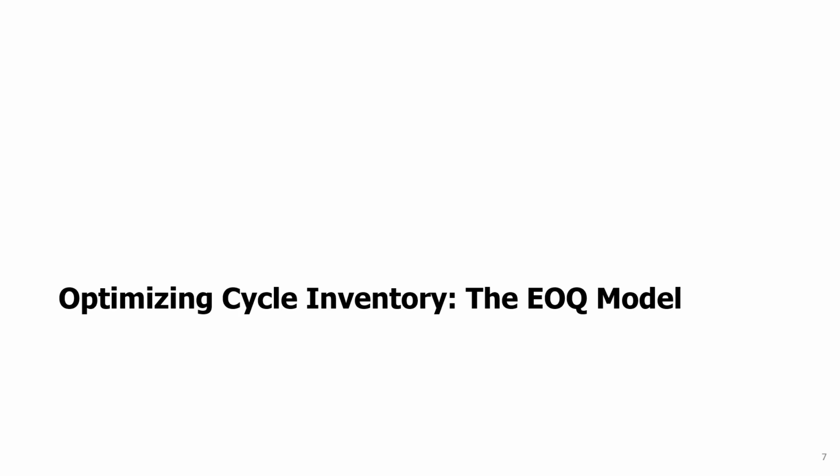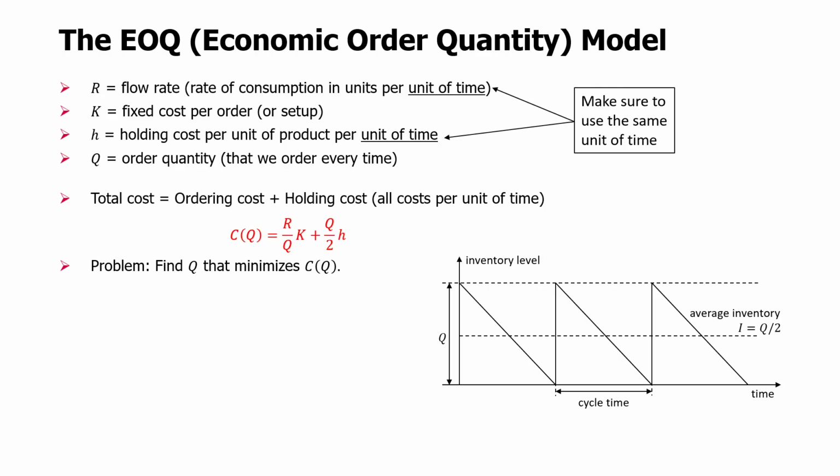Optimizing cycle inventory, the EOQ model. In order to decide the cycle inventory or manage cycle inventory, we will use the economic order quantity model, for short EOQ, which will allow us to find the quantity Q, order quantity, that will minimize certain cost.